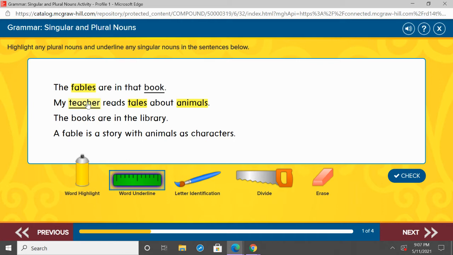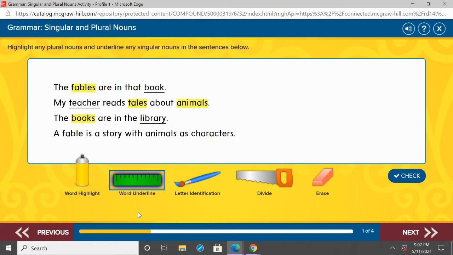Let's look at the next one. The books are in the library. The nouns that we have in this sentence are books and library. Books has an S, talking about more than one book, so that means it is plural. But library is just talking about one library. It's singular, so we're going to underline it.